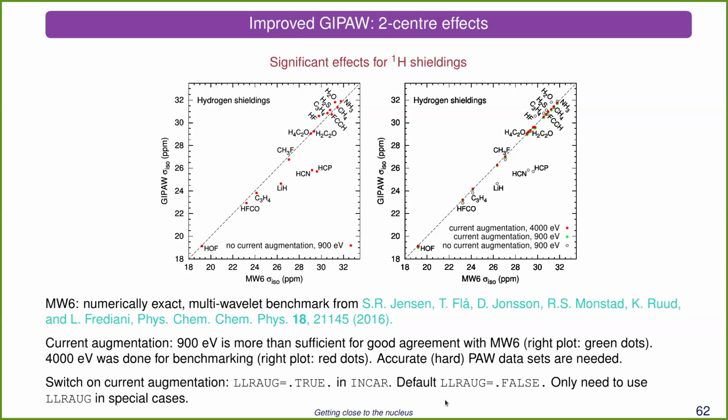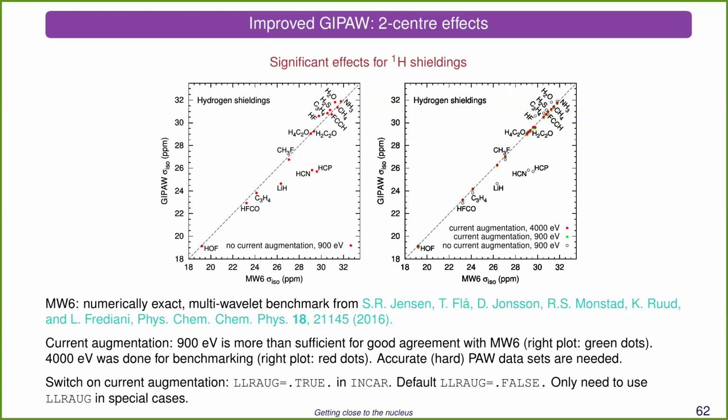How you can use this: you have to go to the NMR and switch it on. The default is switched off, and it's not a good idea to always switch this on. You only need this in special cases, where hydrogen comes very close to something else. That is 90% of the special cases in which you might need this.